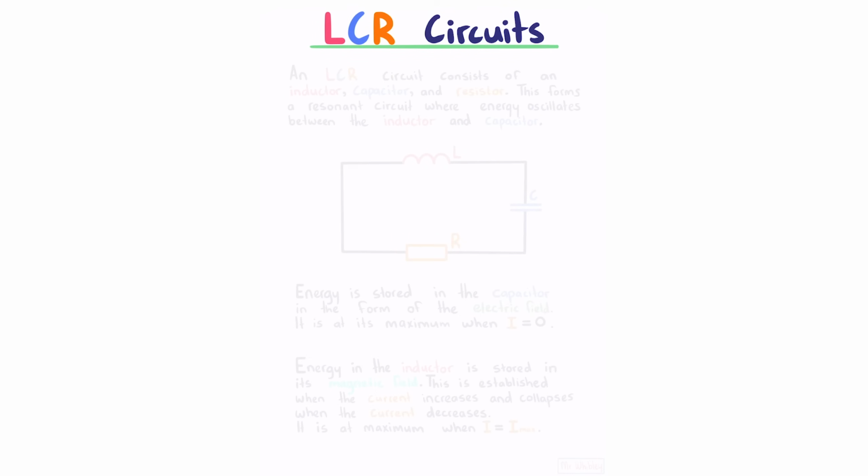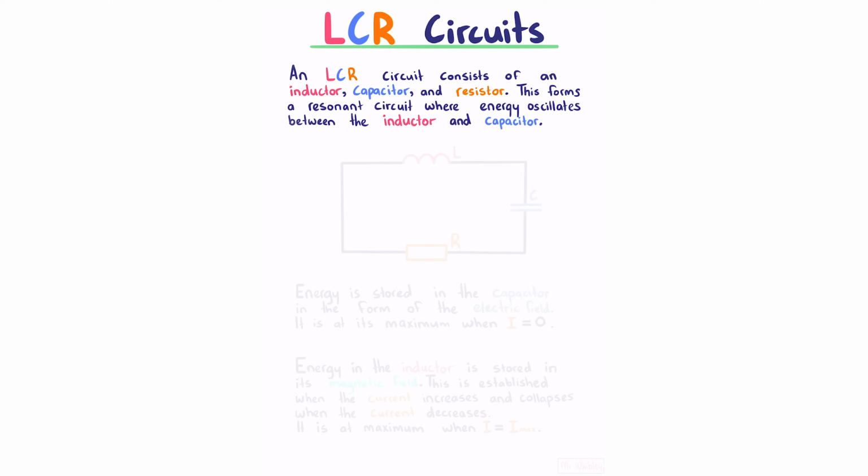LCR circuits. An LCR circuit consists of an inductor, capacitor, and resistor. This forms a resonant circuit where energy oscillates between inductor and capacitor. Here is a circuit here with our inductor L, capacitor C, and resistor R.